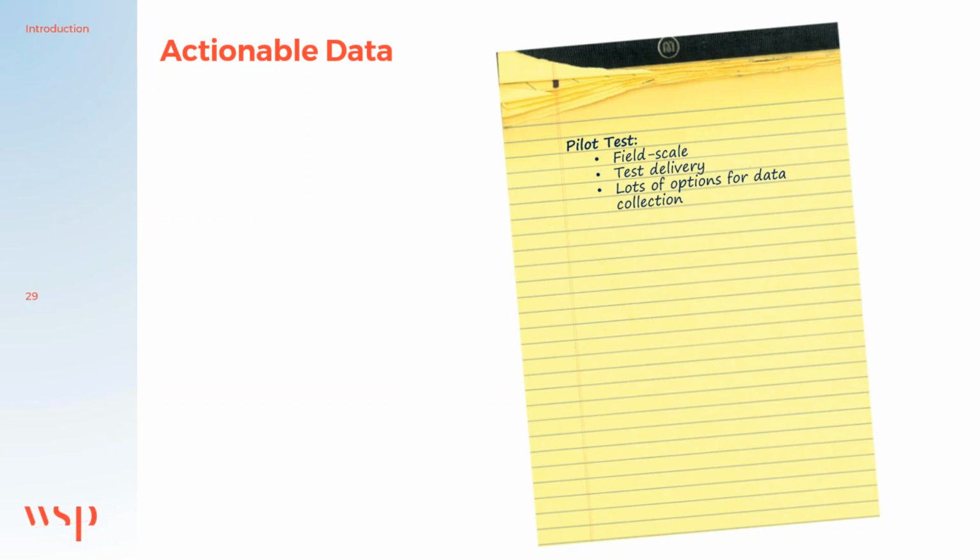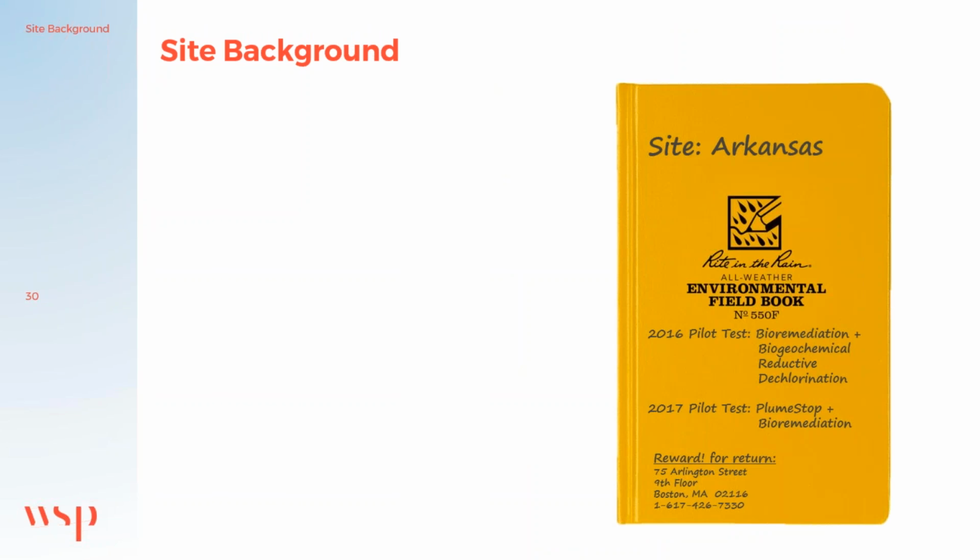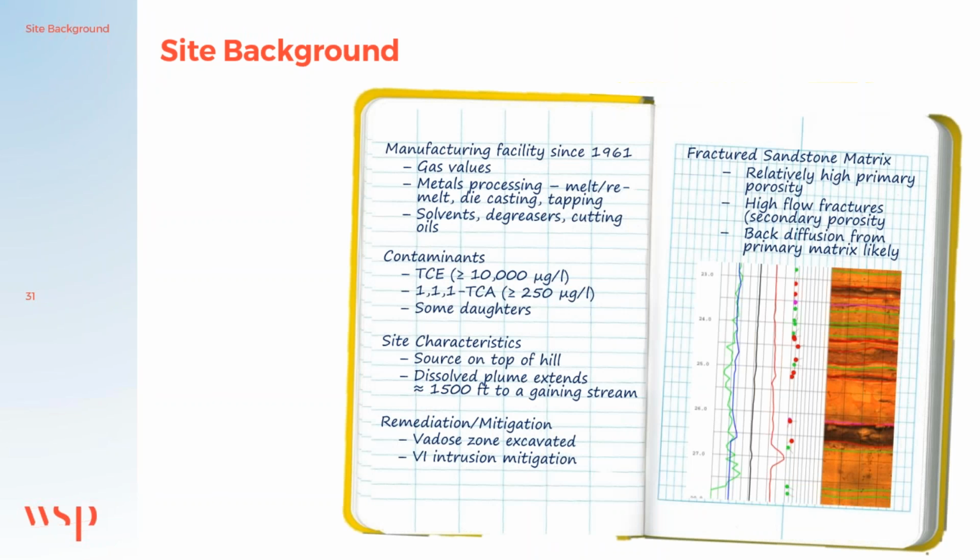The site's in Arkansas. It's a former manufacturing site that began operation in the early 60s. Operations included use of chlorinated solvents. Contaminants included TCE and its daughters. TCA and its reductive daughters are also present, but at lower concentrations. Affected groundwater is present in a fractured sandstone matrix, where back diffusion is a major concern. The sandstone fracture network has a predominantly horizontal fracture pattern with some high angle fractures also present. Vadose zone source areas have been removed and vapor mitigation systems have been installed.